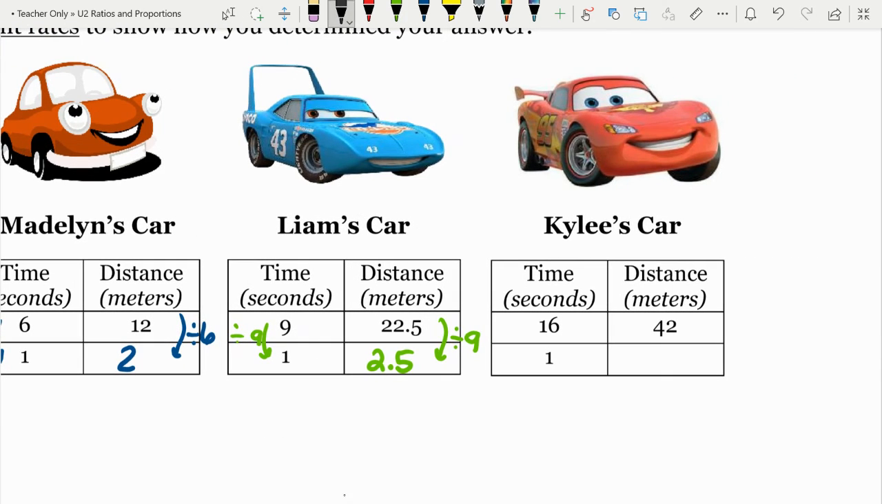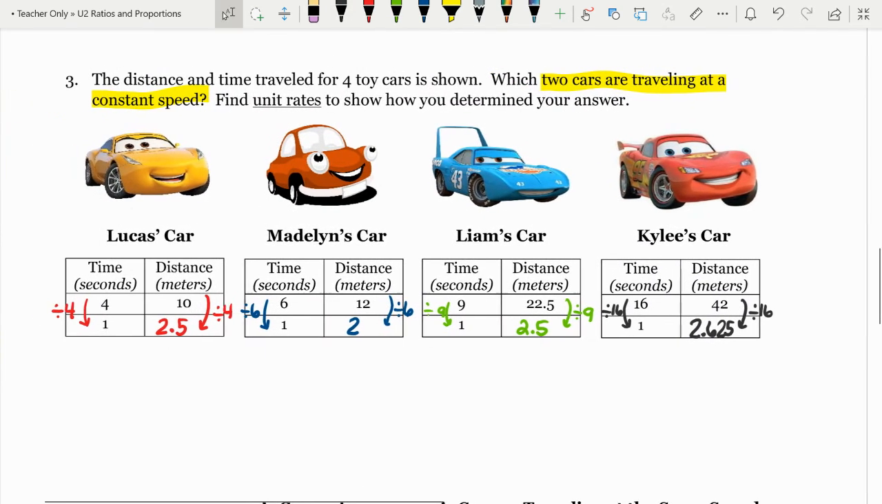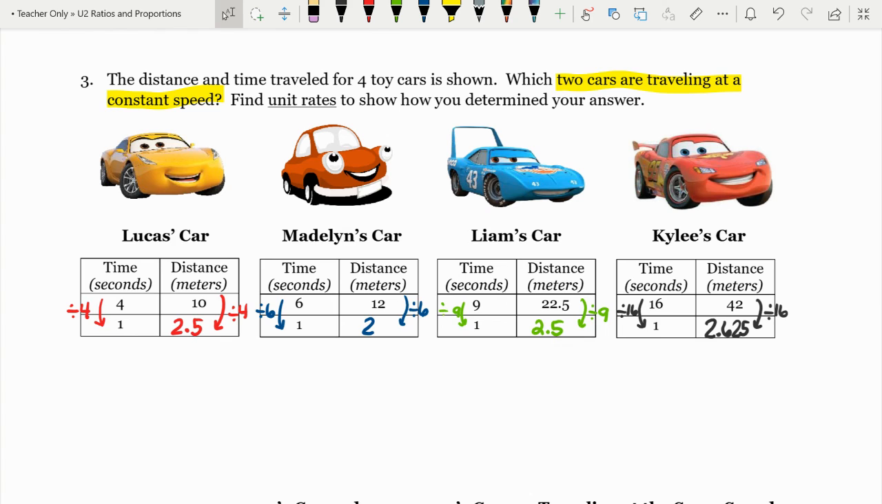And then finally, we can take a look at Kylie's car. So 42 meters in 16 seconds. So what we can do is say, let's divide both sides by 16 to get the unit rate. And that will leave us a distance of 2.625 meters.